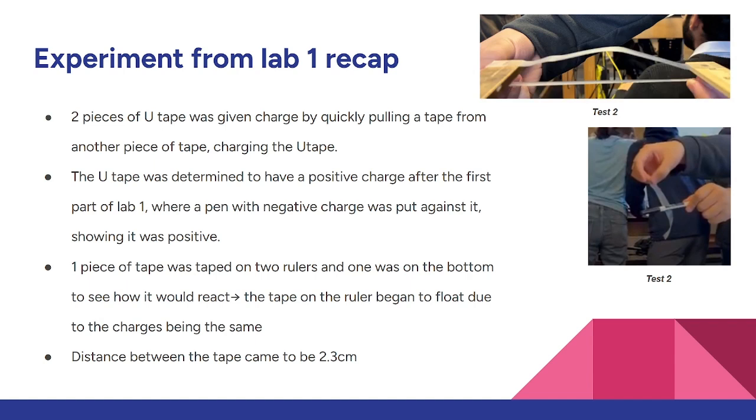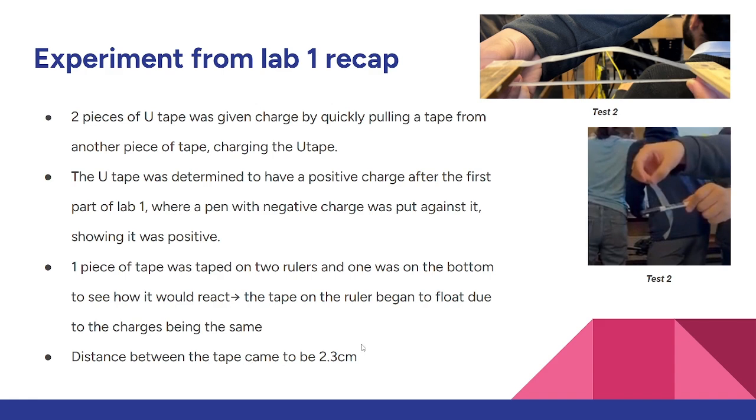Alright, so the experiment 1 recap. Two pieces of U tape were given charge by quickly pulling a tape from another piece of tape. The U tape was determined to have a positive charge after the first part of the lab, where a pen with a negative charge was put against it, showing it was positive. You can see the pen had a negative charge, and the tape stuck to it because the tape has a positive charge. Then one piece of tape was taped on two rulers, and another was held at the bottom to see how it would react. The tape on the ruler began to float due to the charge being the same. So you can see how, since the two charges are the same, the tape started to lift.